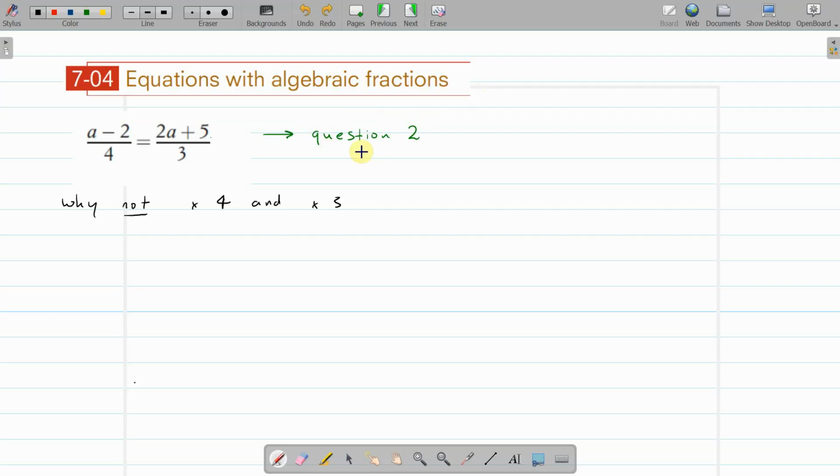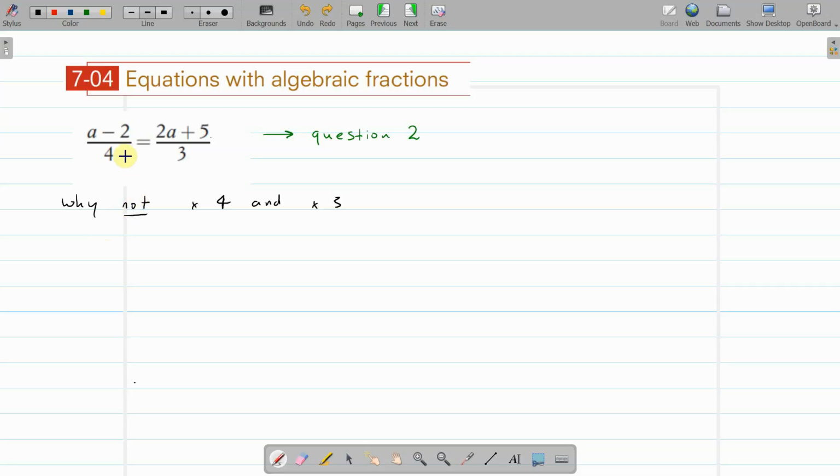This time we're looking at question 2, and that is the format of the questions in question 2. We've got a fraction on one side of the equal sign and a different fraction on the other side, and each of them have different denominators. So I'm going to do a bit of a round trip here just to explain why we do what we do.